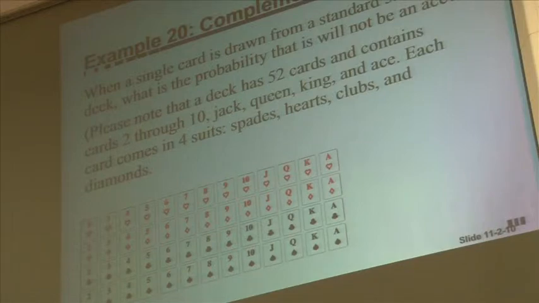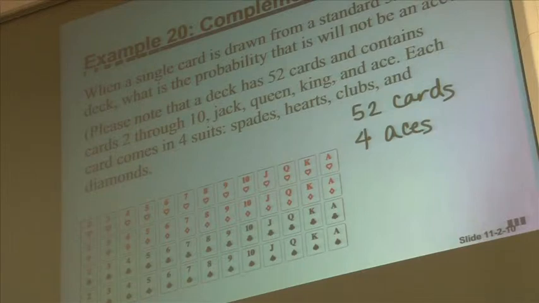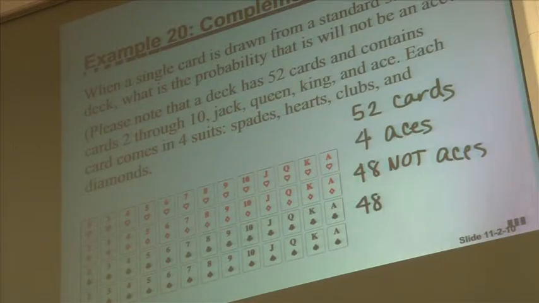Okay? This is where that whole idea of a complement comes in. Okay. So 52 cards, 4 aces within those 52. So if there's 4 aces, how many cards are not aces? 48, all the other ones, right? So, go back to the question. What is the probability that it will not be an ace? 48 out of 52. If you reduce that, both numbers are divisible by 4, you get 12 out of 13.